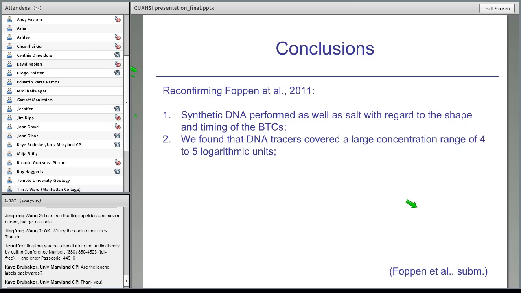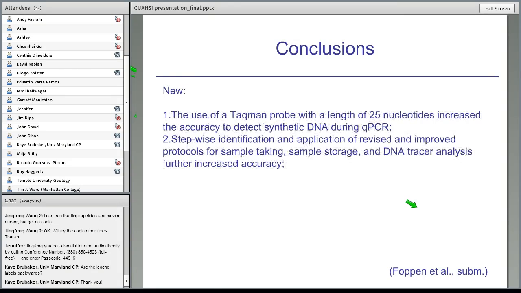So, conclusions. Compared to what we did earlier in 2011, we saw again that synthetic DNA performed as well as salt with regard to the shape and the timing of the breakthrough curves. We found that the DNA tracers covered a large concentration range of 4 to 5 log units. What was new was that the use of a probe, a Ptak probe, with a length of 25 nucleotides, increased the accuracy to detect synthetic DNA during qPCR a lot.